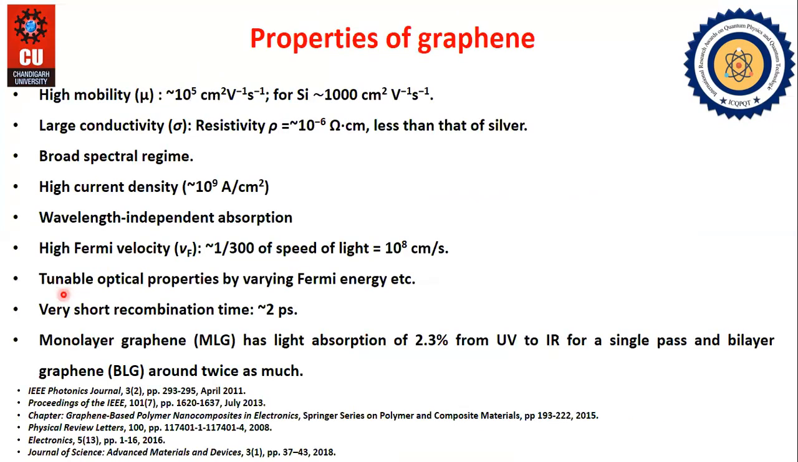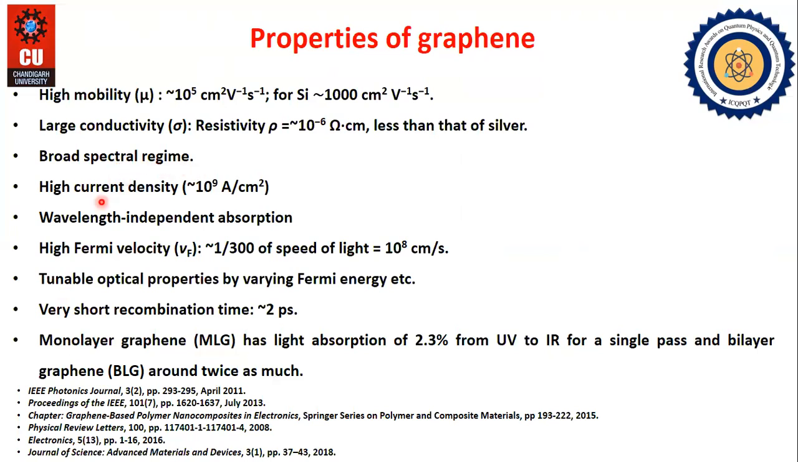Graphene has unique electronic transport properties, which make it an excellent material for advanced applications in future electronics. It has high mobility, around 10^5 centimeter square per volt per second, whereas in the case of silicon it is 1000 centimeter square per volt per second. So we can say graphene has a mobility that is 100 times higher. It has large conductivity and a broad spectrum range, from the ultraviolet to the infrared region.